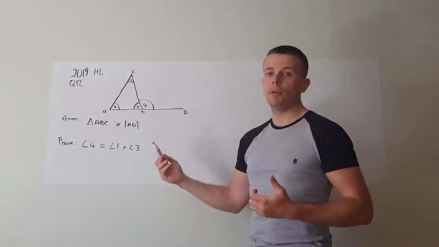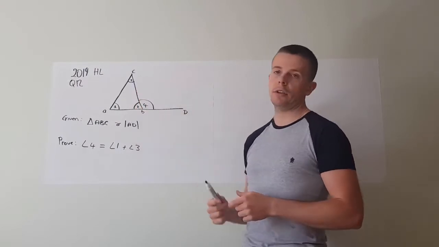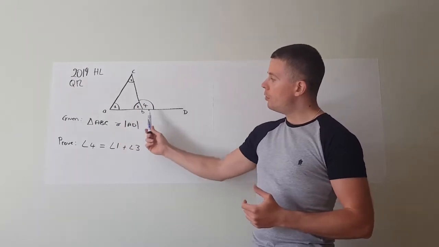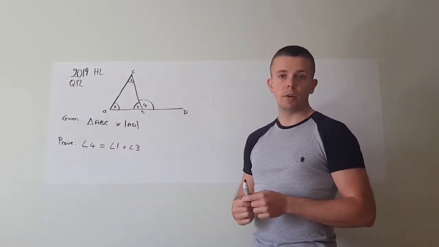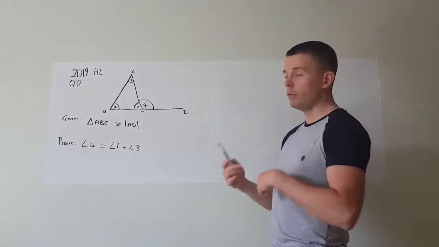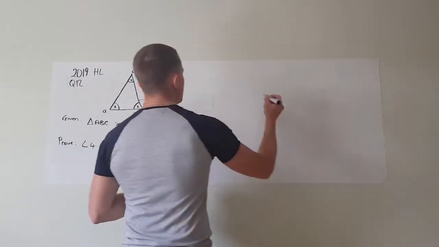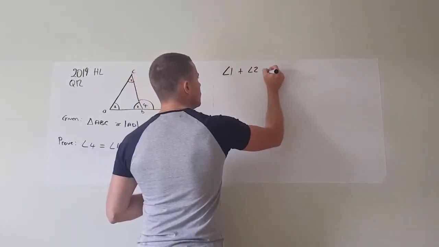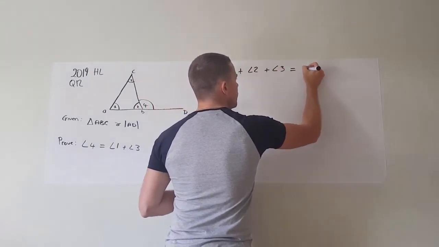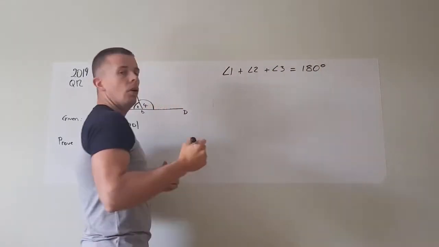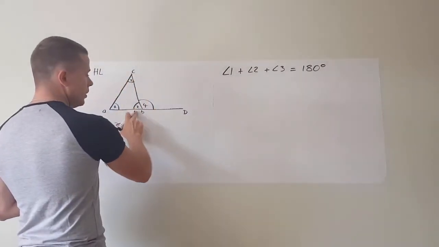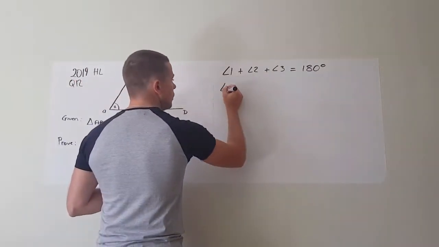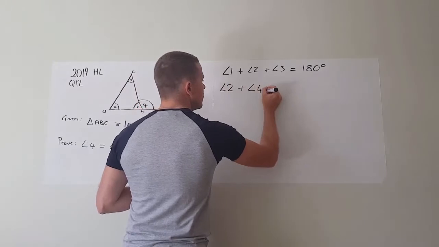What do we know about a triangle? We know that the three angles of a triangle add up to 180 degrees. What do you know about a straight line? Well, a straight line also adds up to 180 degrees. So that's the start of our proof. Angle 1 plus angle 2 plus angle 3, all added together, equal 180 degrees. Angle 2 and angle 4 together make a straight line, which is also 180 degrees.